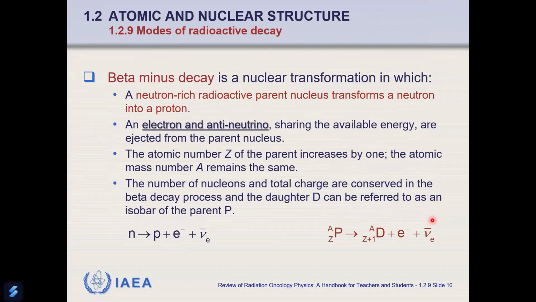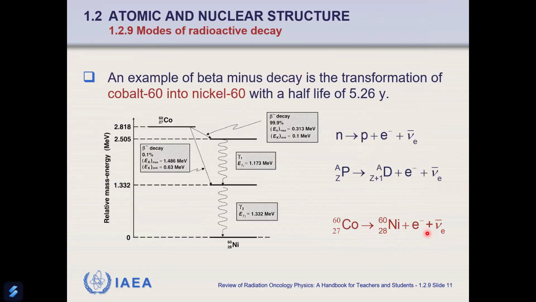Beta minus is just the opposite. Instead of the atomic number decreasing by 1, it increases by 1. The mass number remains the same, and instead of a positron you have an electron, sometimes called a betatron. And instead of a neutrino, now you have an anti-neutrino. So this is beta minus decay. An example is cobalt-60 decaying to nickel-60. The mass number remains the same, but the atomic number increases by 1, from 27 to 28. The electron and the antineutrino are products of that.